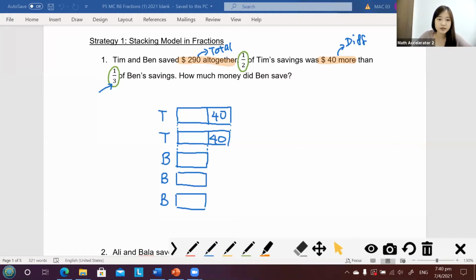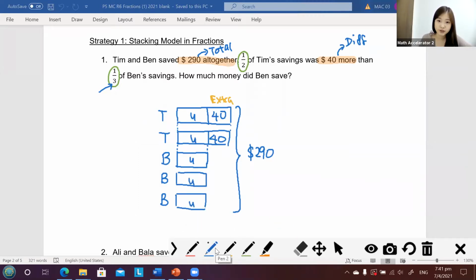Everyone got that? Now we have the model. We can now finally label the total. Look at your question, $290. So now, what's the extra here? You have extra 40 and 40. The rest of the model, they are all equal units. They're all the same size.